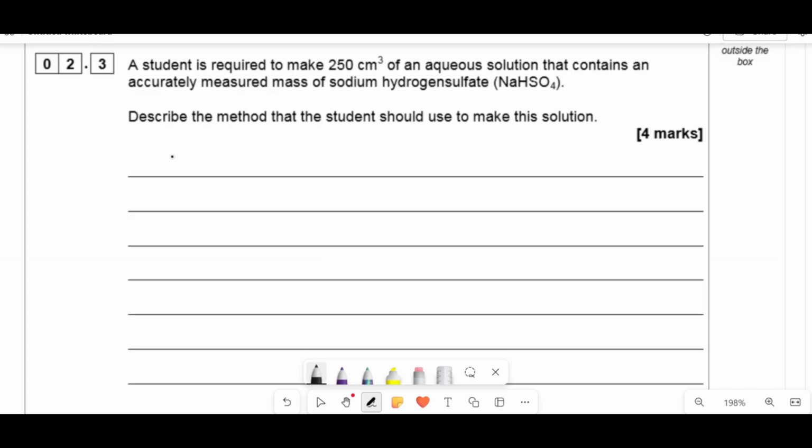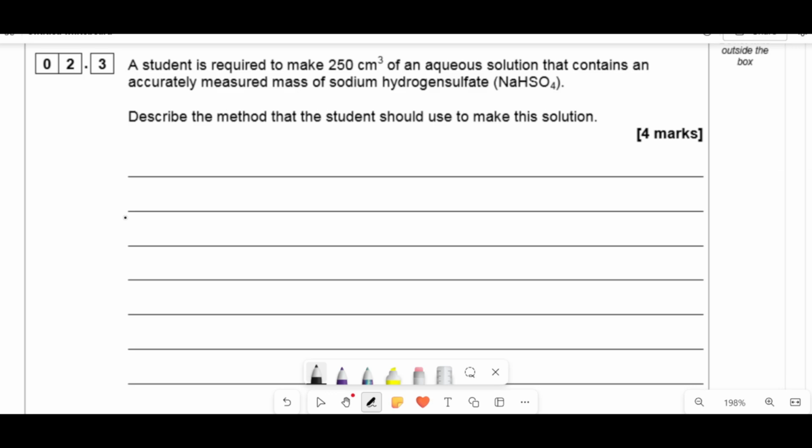There you go. So a student is required to make 250 cm³ of an aqueous solution that contains an accurately measured mass of sodium hydrogen sulfate. Describe the method that the student should use to make the solution. So what we usually do is we measure a solid, put it in a volumetric flask, fill it up, and that will be the solution that we want.